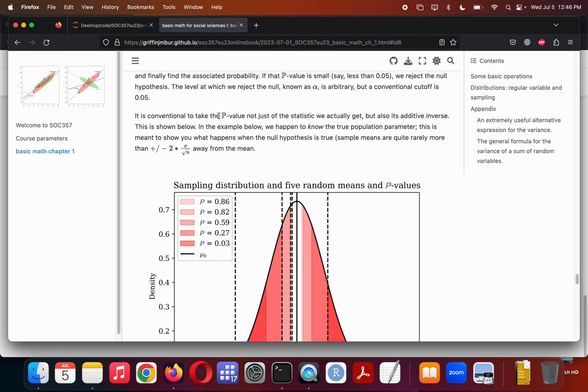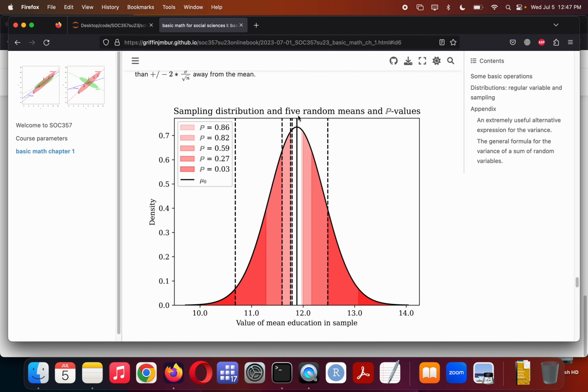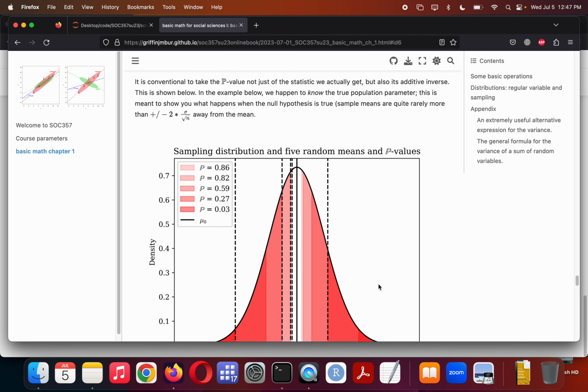And it's conventional to take the p-value, not just of the statistic we got. So let's say that this is our sampling distribution under the null, and we observe this particular sample statistic. One probability, or a one-sided probability, would be the probability of observing a sample statistic this small or smaller, so here to here, but also to find the converse as well, or basically the probability of the additive inverse, so this thing times -1, which is this thing here, find the probability of that, or larger. So that's a two-sided p-value.